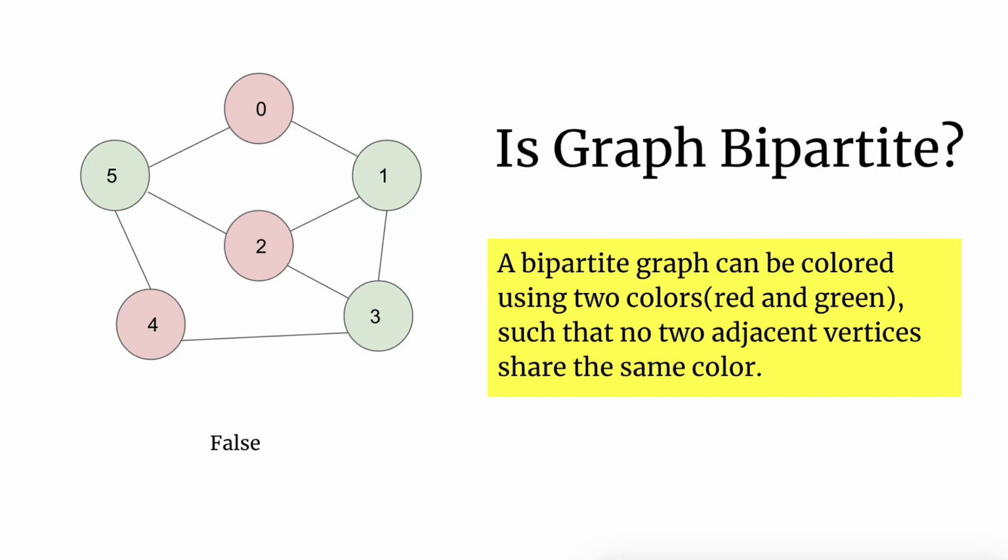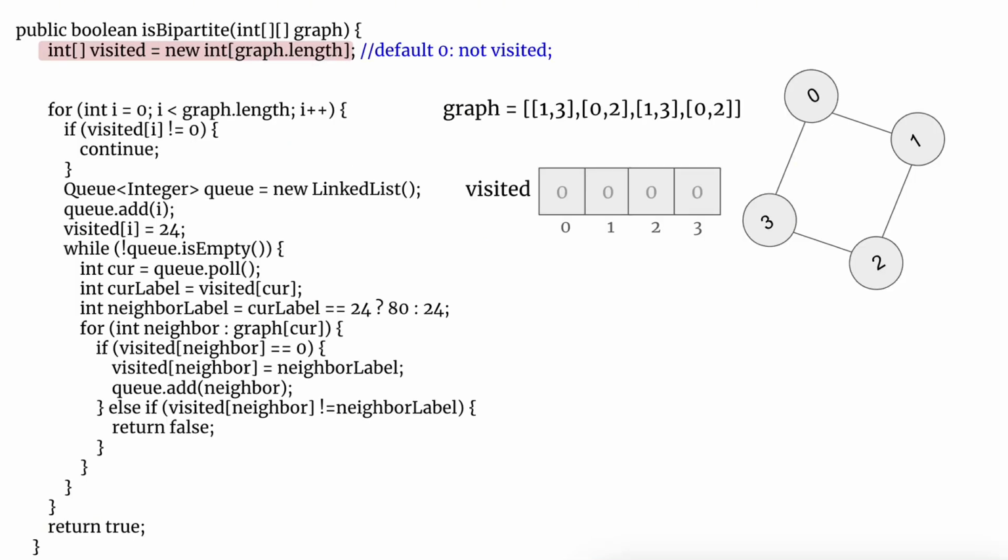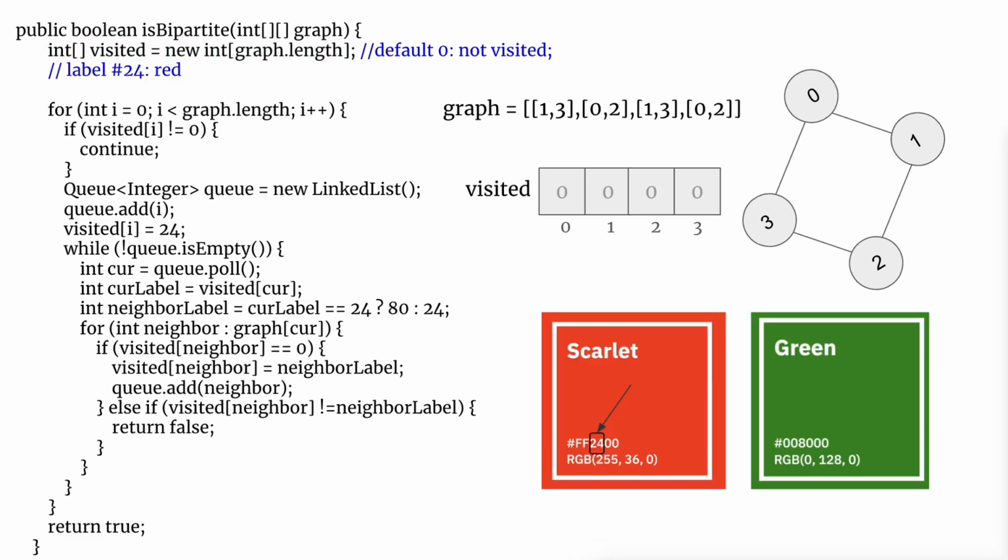Alright, let's jump into the code. We will take this example as an input. I use an array named visited to record whether a node has been colored. As we know, for integer arrays, initial values are all 0. We can use any labels to distinguish between the 2 color sets. For this example, I'll use the number 24 to label color red and 80 to label color green.